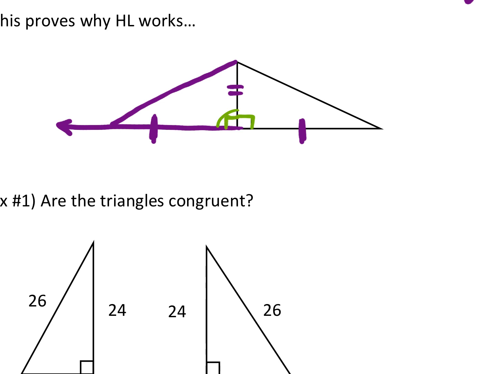So if you look at this setup, I can say these two triangles are congruent right now by SAS, meaning that these are then congruent by CPCTC. So if I have these three things in right triangles, I can say HL is true. So really HL is SAS extended, okay? It's just not going to look like SAS.